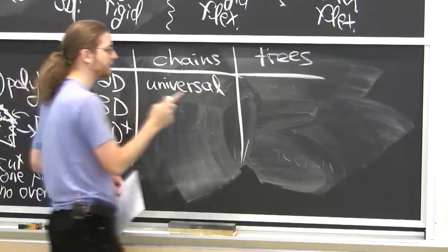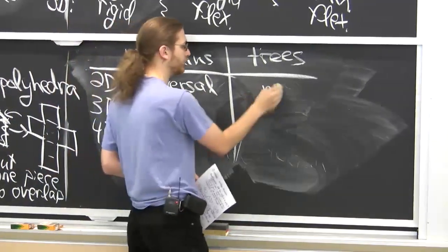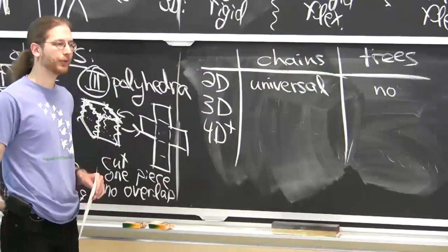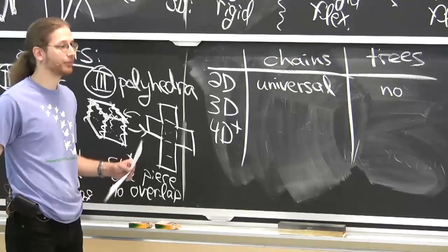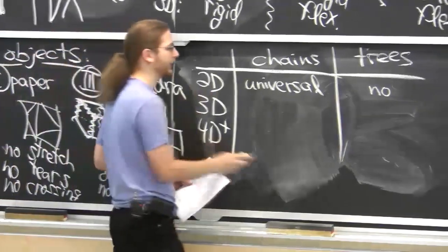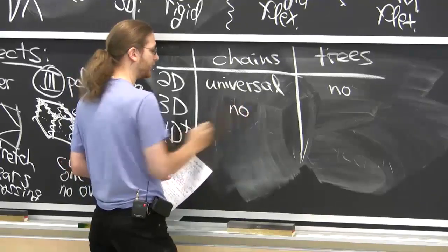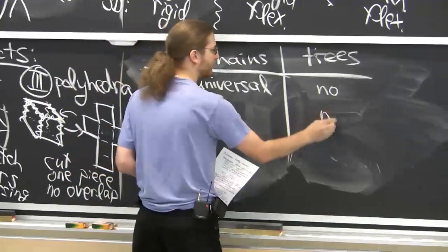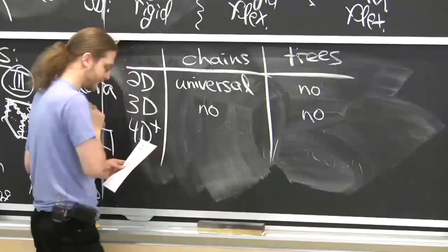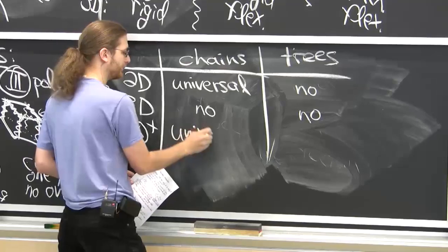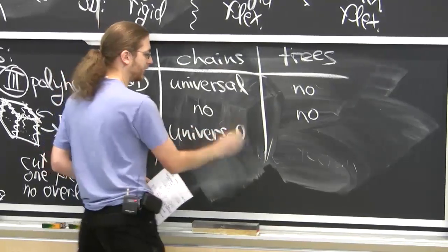For trees in 2D, you don't. There are some trees you can't get from one configuration to another. Which ones? We don't know. But at least you don't get a universality result. In 3D chains, you do not get a universality result. And so also for trees, because that's even harder. And for 4D, everything's easy. Also in 5D, any higher dimension.